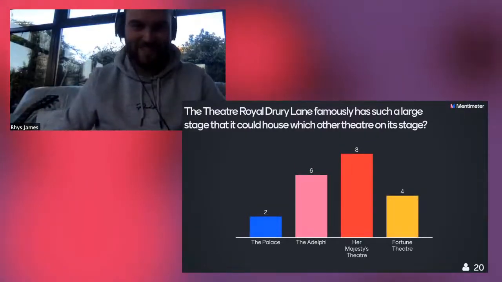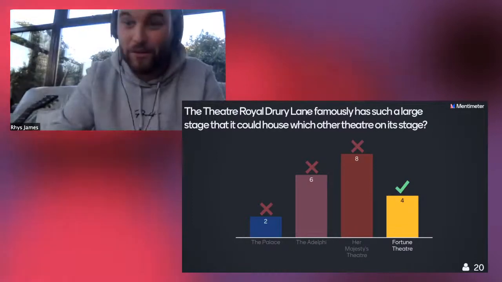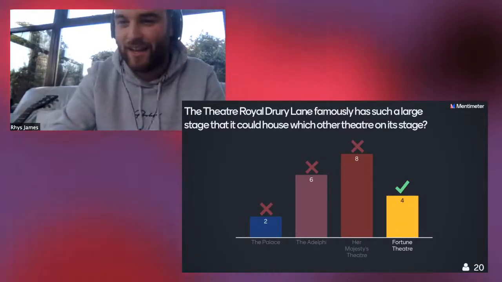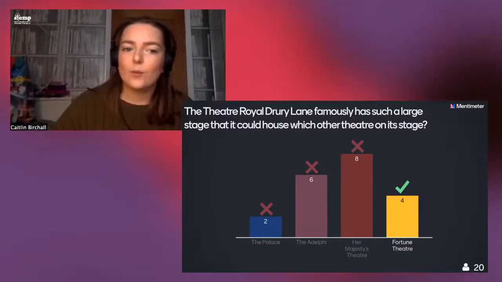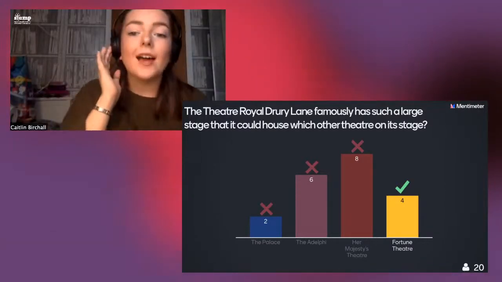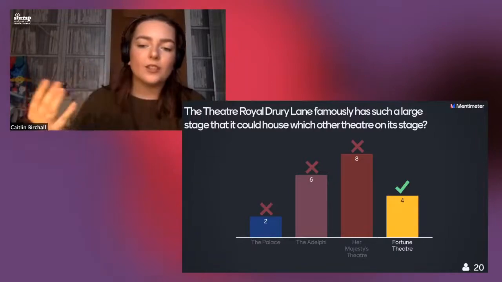Oh my god. Brilliant. Okay, so the correct answer was Fortune Theatre. That's currently showing The Woman in Black, I'm getting in my ear. But from what the producer said so far and how truthful that's been, it could be a lie. So look it up. I don't think it is, though.